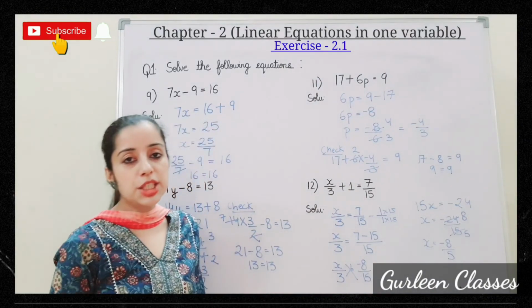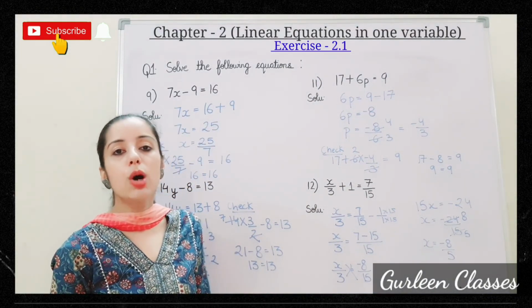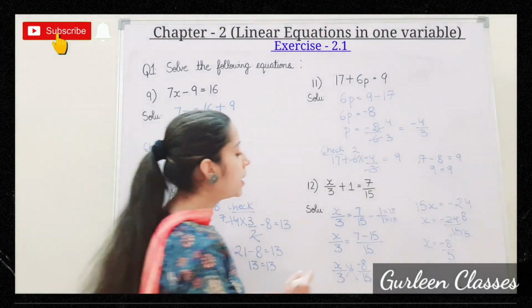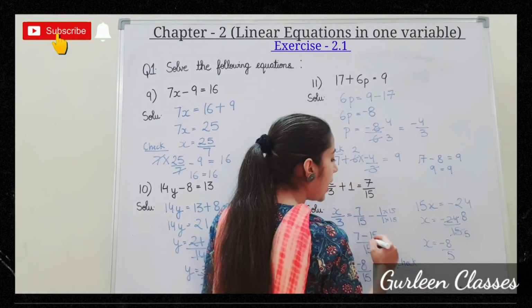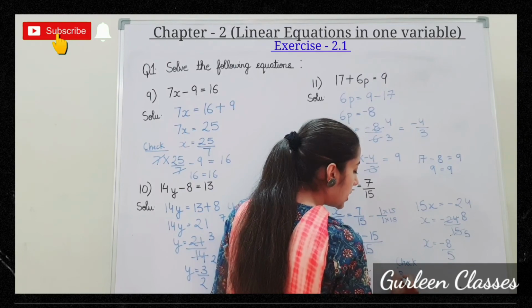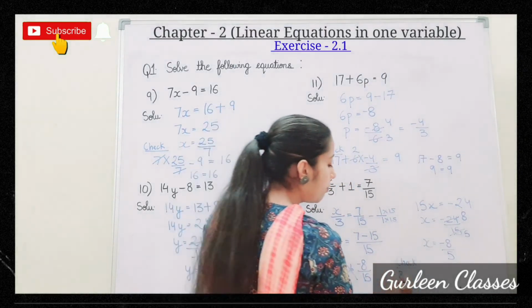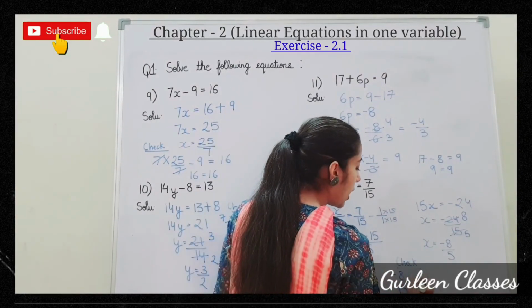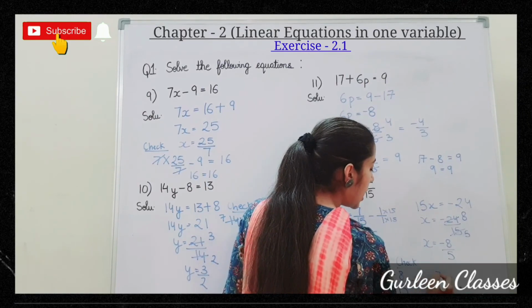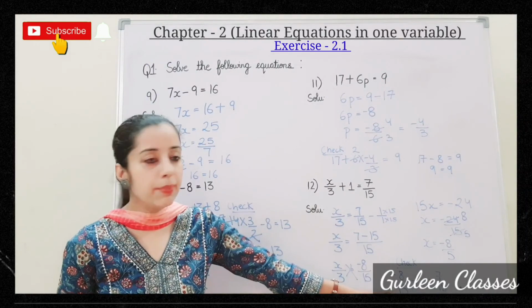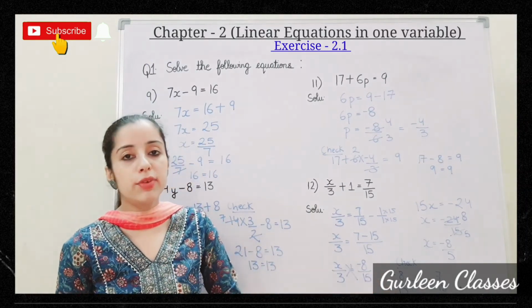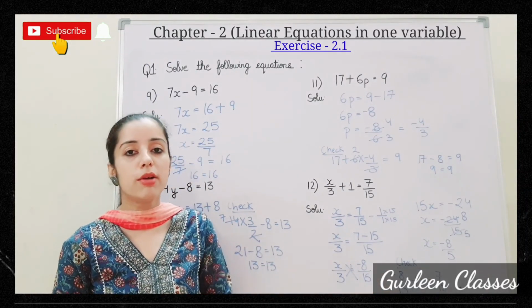So now let us check by substituting the value of x in the given equation. So right here check. Substitute the value, x upon 3, minus 8, 3 5s are 15, plus 1, that is equal to 7 upon 15. So here LCM will be 15, minus 8 plus 15. Answer will be 7 upon 15.